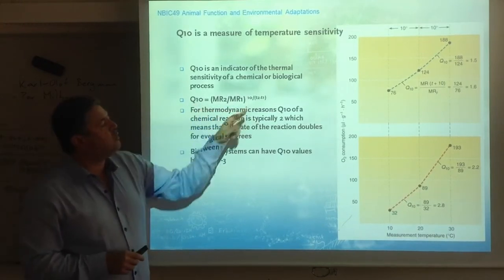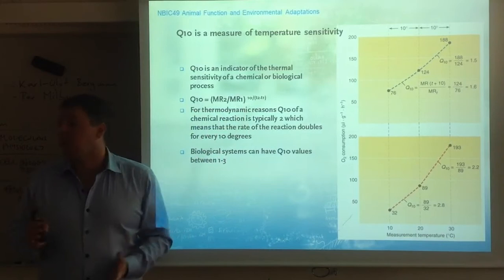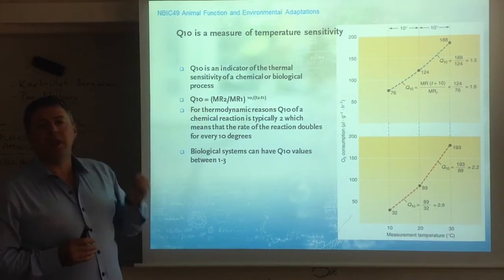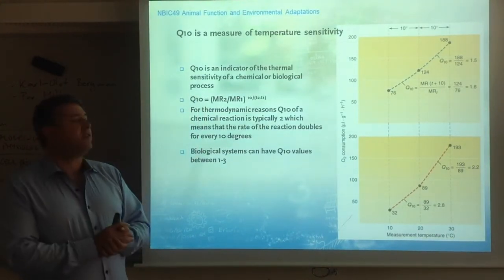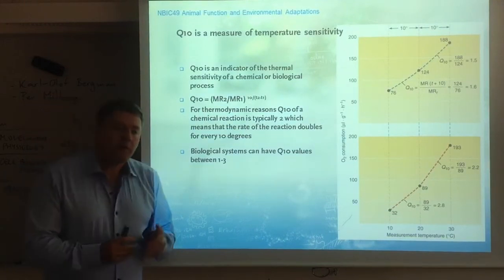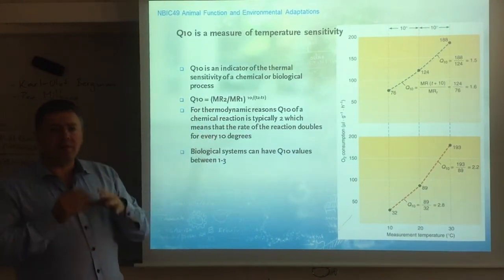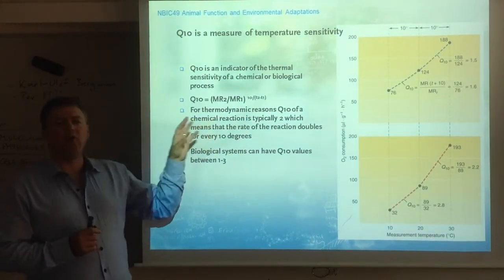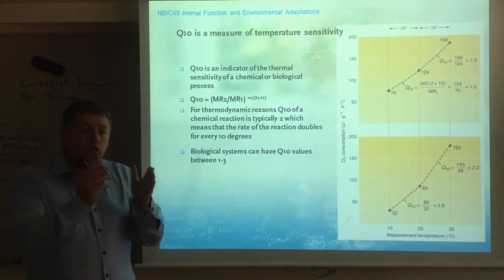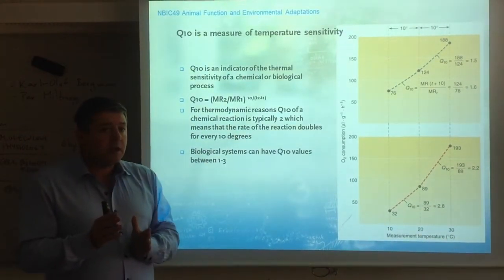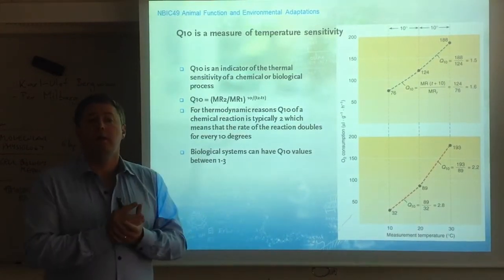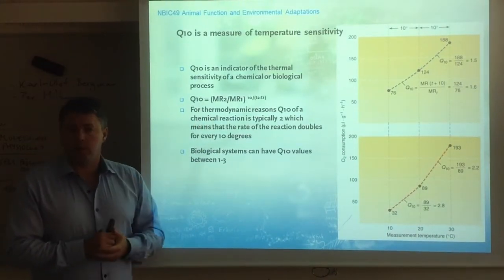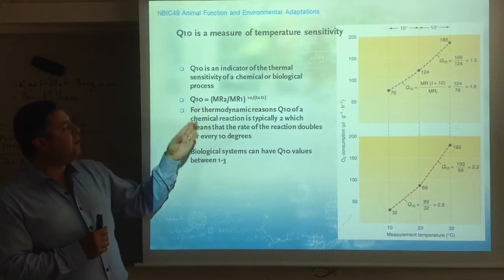This equation allows you to calculate it even if the temperature difference is not 10 degrees. But the Q10 is the quotient, or the change in a given variable, when temperature changes 10 degrees. For thermodynamic reasons, which have nothing to do with biology but with chemistry, the Q10 of most chemical reactions is around 2. That means that when you change temperature by 10 degrees, the rate of reaction of a given chemical equilibrium basically changes by 2. It doubles. Doubling for every 10 degrees.